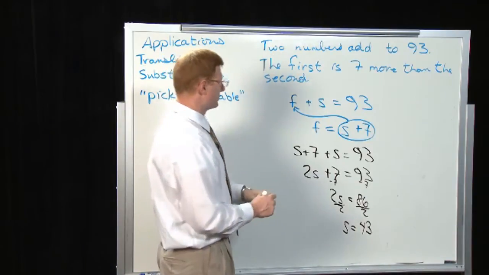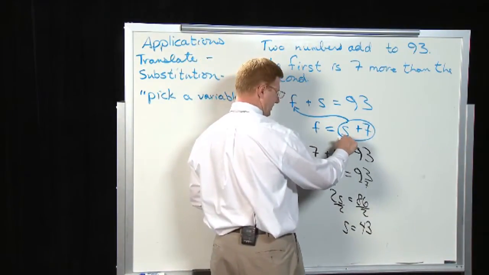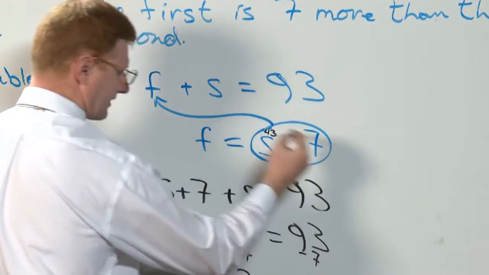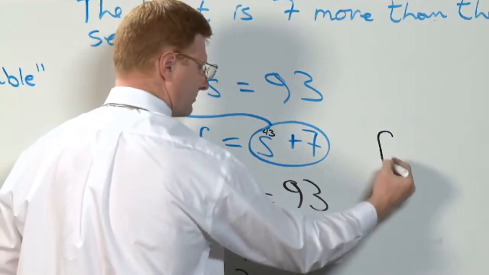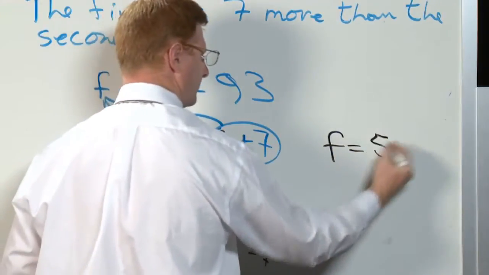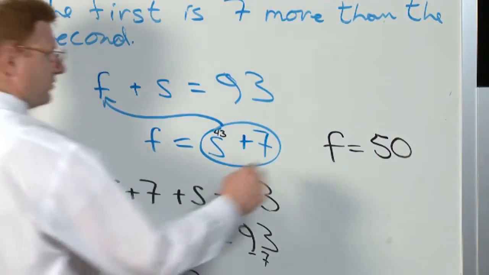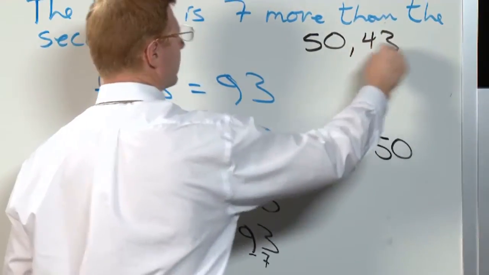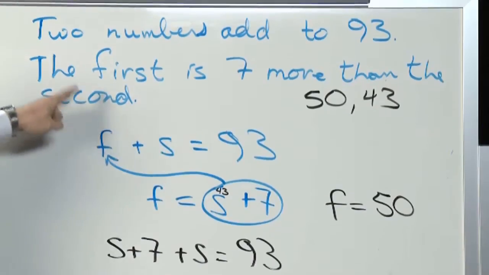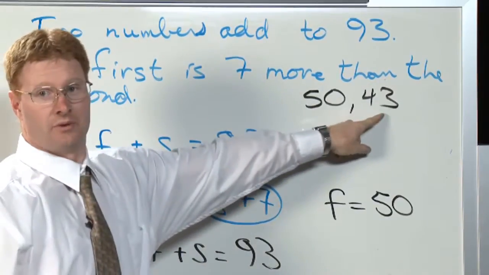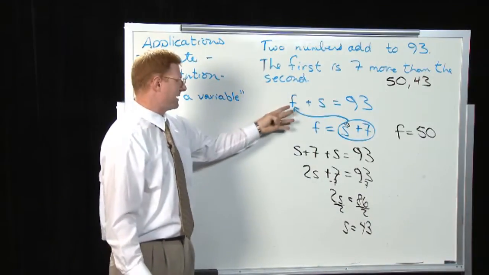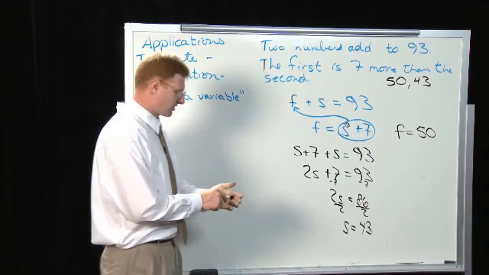We've got to find two numbers. So if the second number is 43, putting that right back up in here, the first number must equal 43 plus 7, which gives you 50. So the two numbers are 50 and 43. And you look at that, two numbers add to 93. They do indeed add to 93, and the first one is 7 more than the second one. You're able to unravel those types of riddles with math, and that's kind of what the value of math was when it started.